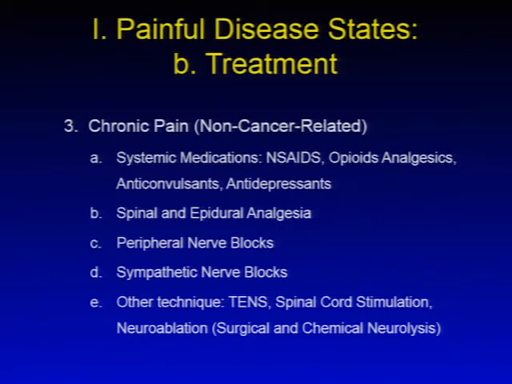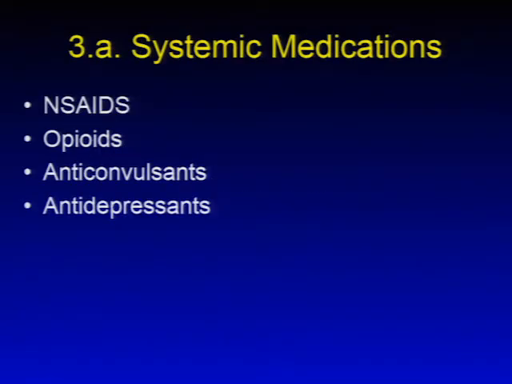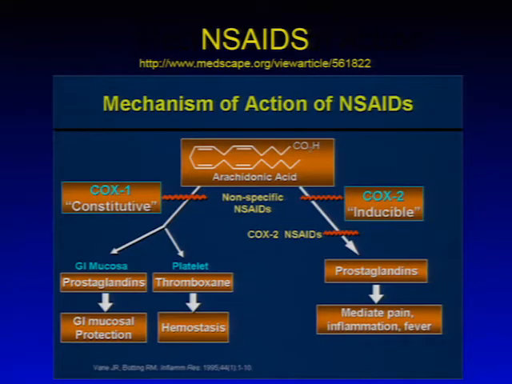So moving forward with the treatment of chronic pain, we've focused quite a bit on cancer pain. Now we're going to focus on non-malignant pain. We're going to go through the medications and the different types of blocks and other techniques that are often used. So this could be many, many hours of lectures, but we're trying to make this as concise as possible. So we use NSAIDs, opioids, anticonvulsants, and antidepressants.